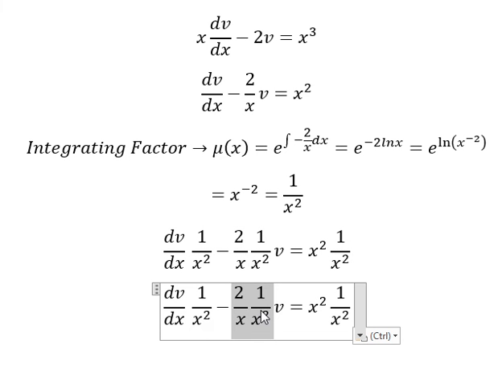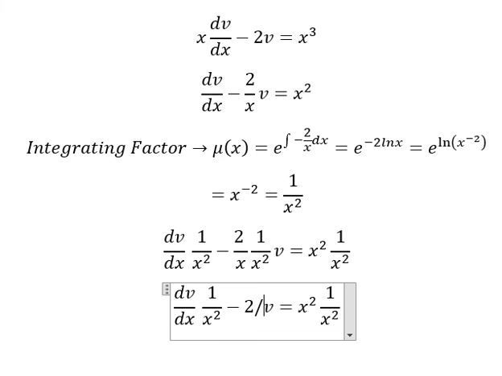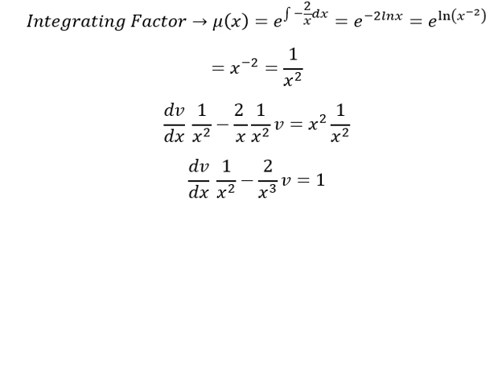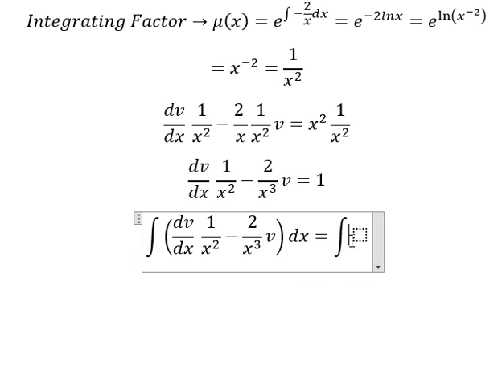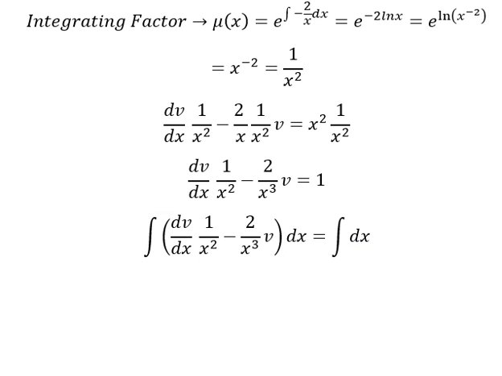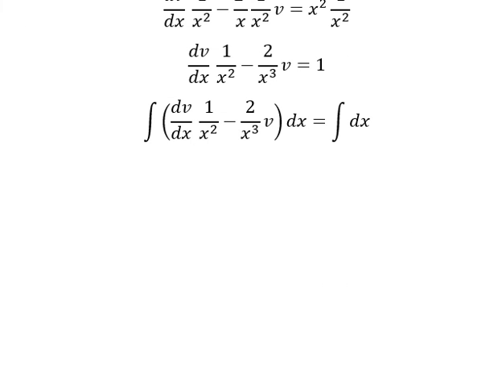So this one we can write as 2 over s to the power of 3. This one you get 1. Next, we put the integration for both sides. Next, we can apply the product rule of the derivative.